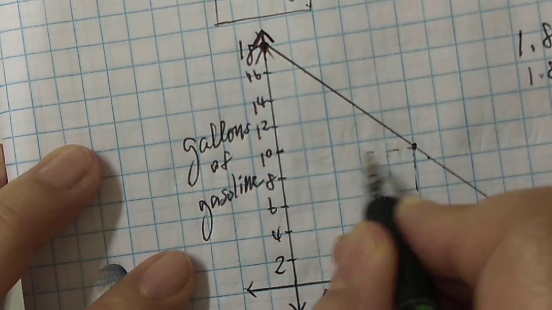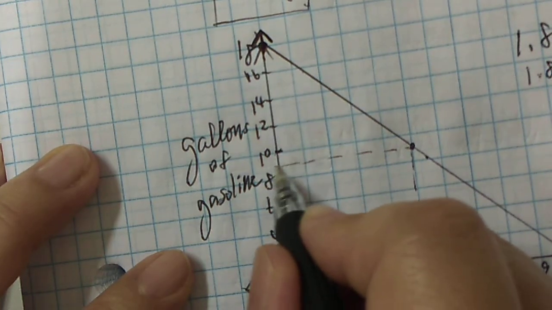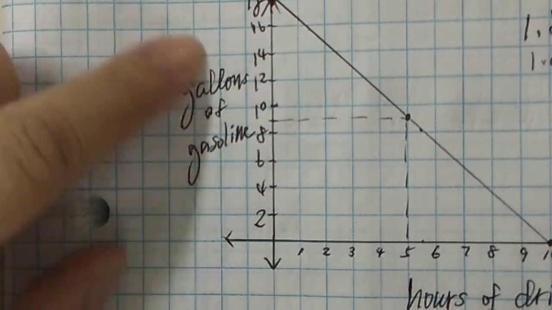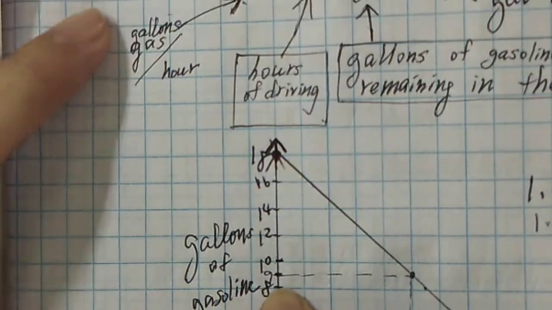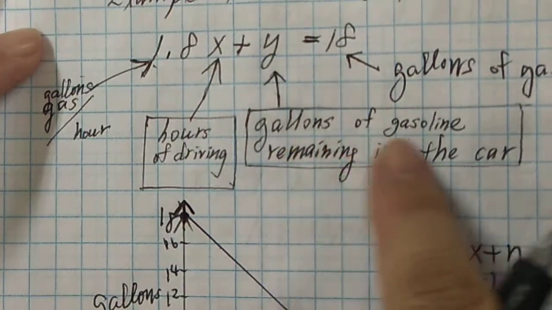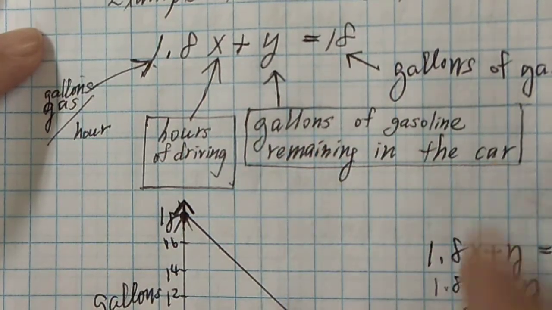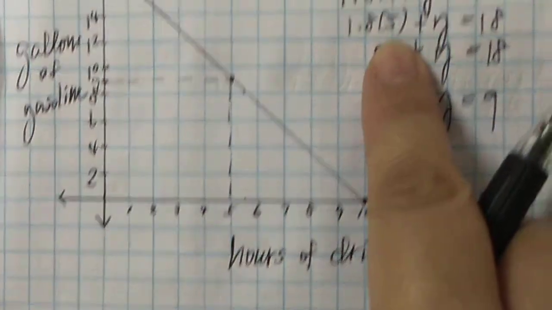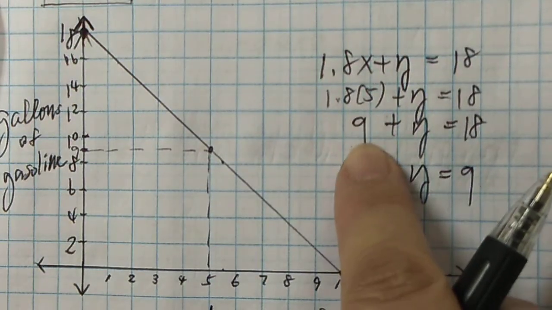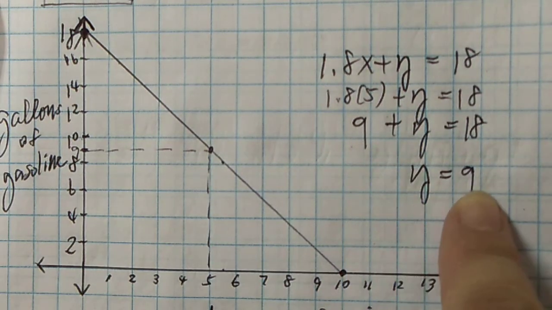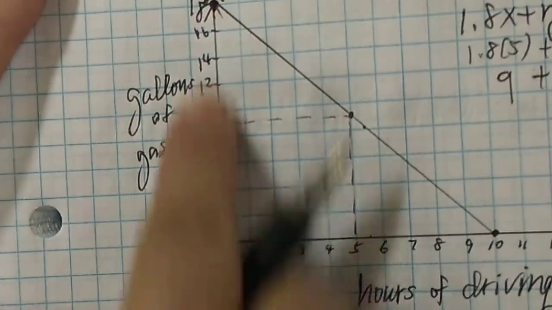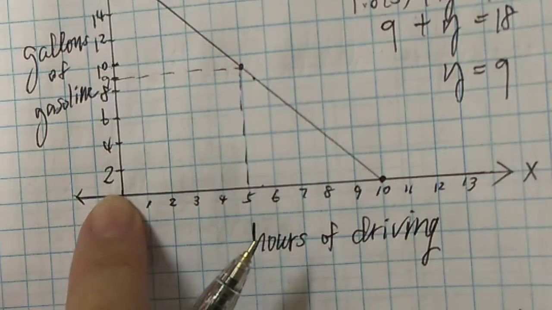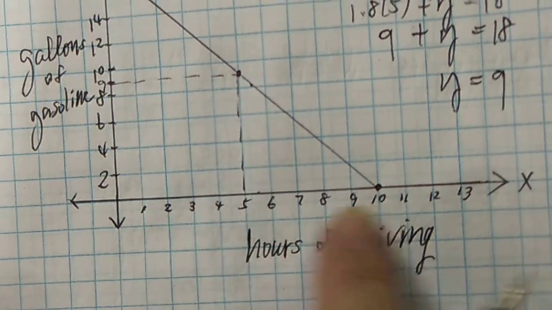If I go here, I can see that it's about halfway between 8 and 9. So yes, 9 would be the number of gallons of gasoline that remains in the car. Because I have driven for 5 hours, I've used up 9 gallons, I still have 9 gallons left. So this graph can tell me how much gas I will have left in the car after driving this many hours.